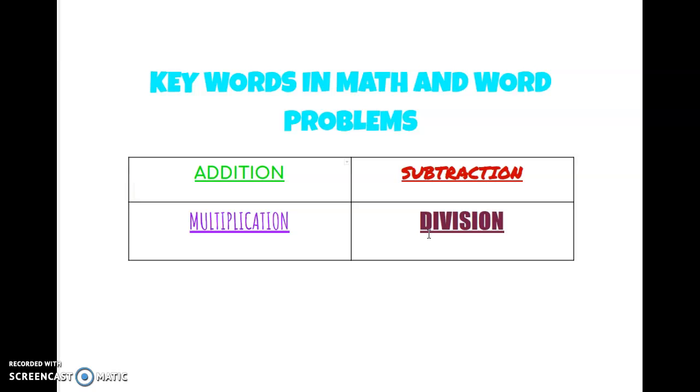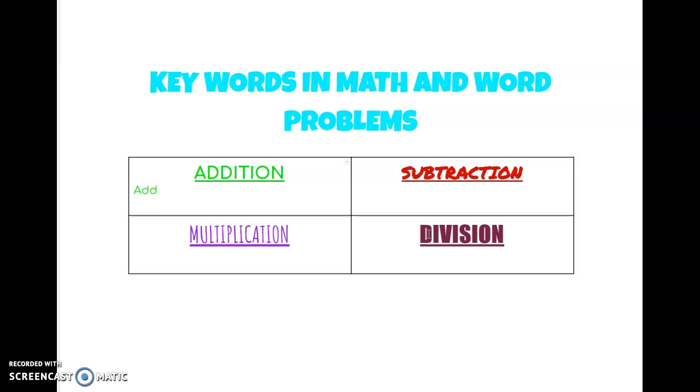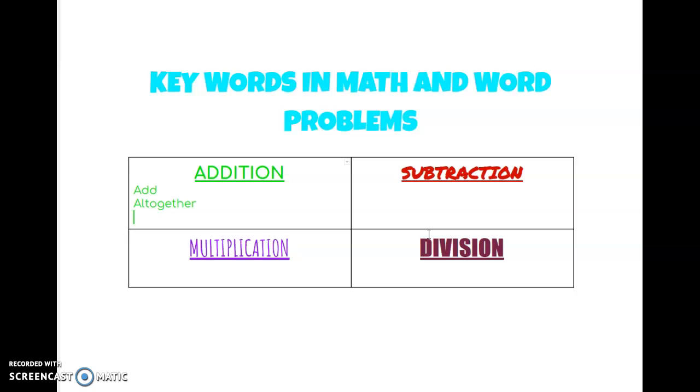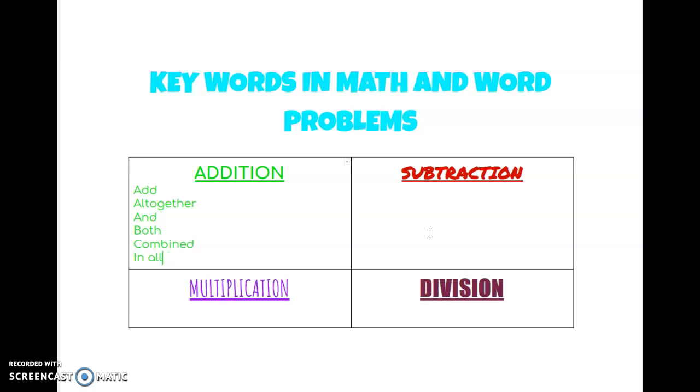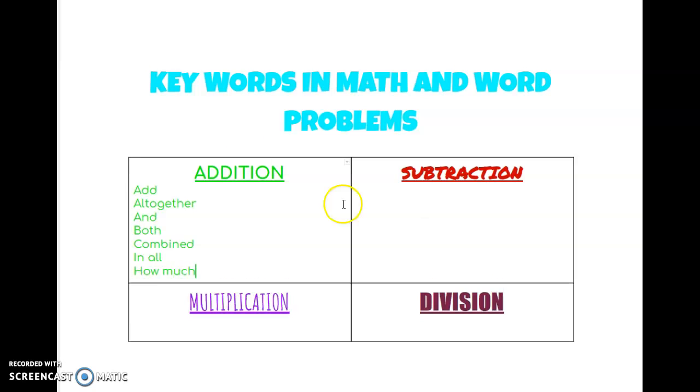Let's start with addition. Some keywords, of course, would be add. But you could also come across all together, or and, both, combined, in all, how much, because if we're looking at how much, that typically means we're going to end up adding what we need to have for our total, increased by, or plus, sum, because sum is our vocabulary word for answer, total, more, or more than.